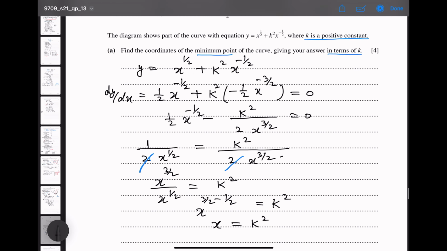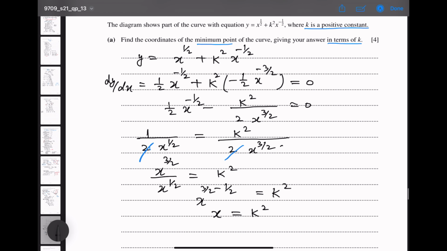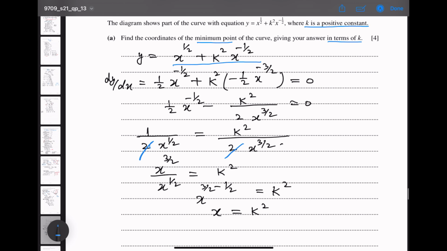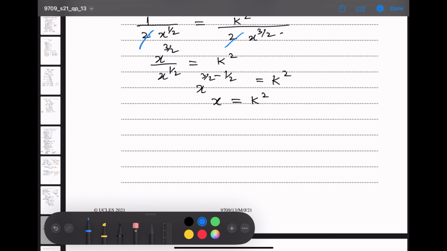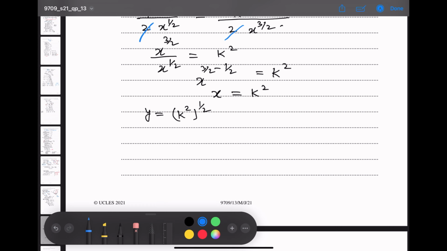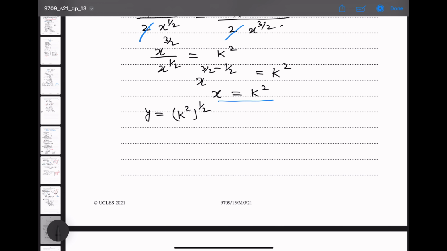Now we will find the y coordinate of the stationary point. We will put this value of x in the equation of the curve. Putting this value of x in the equation of the curve, we will get the value of y. So it becomes y is equal to k square power 1 over 2, plus k square into k square power negative 1 over 2.